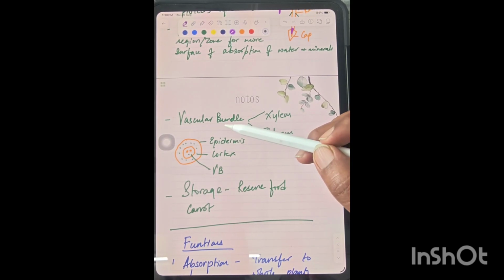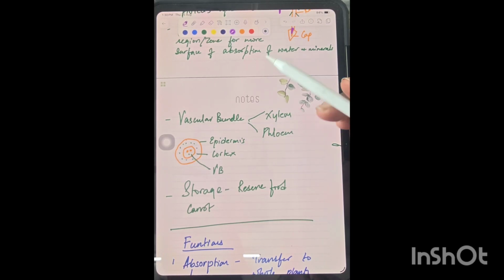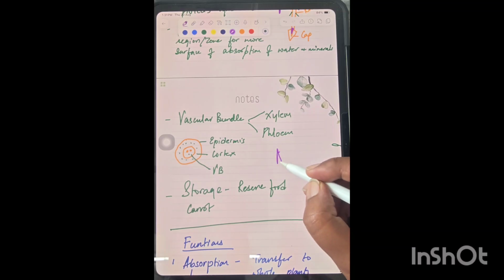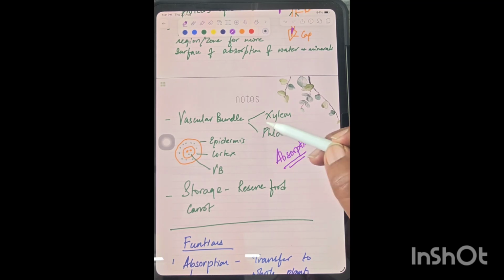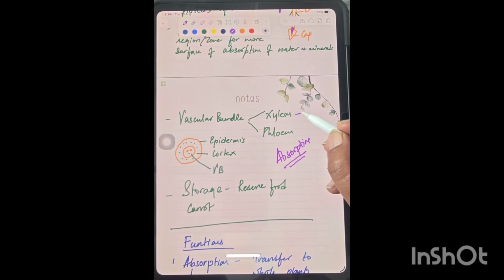Okay, next important thing which we must know when we are saying that the function of the root is absorption. Okay, who is performing this absorption? It is the vascular bundle, and there are two types of vascular bundles. One is xylem and the other is phloem. Xylem is for water absorption, and phloem is for food and nutrient absorption and transport, or you can say the conducting pipeline which is present inside the plant.